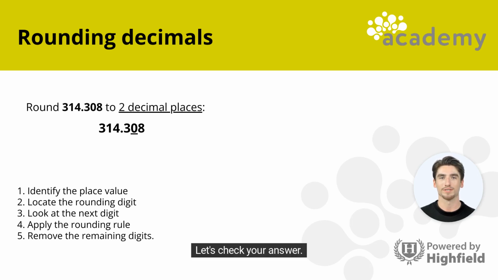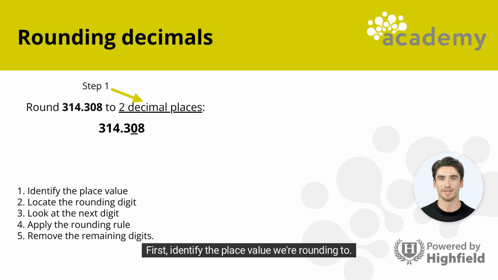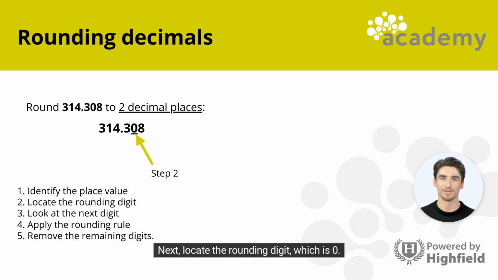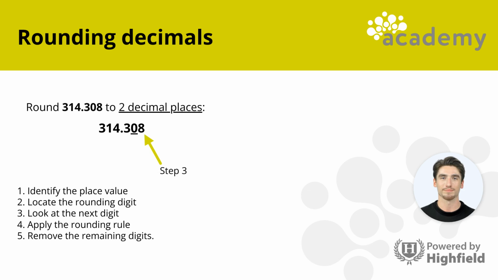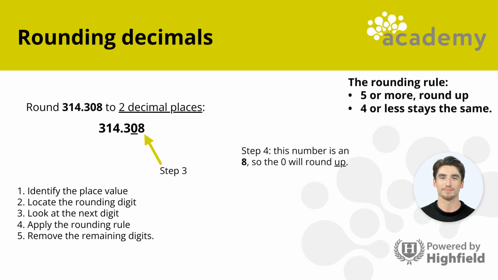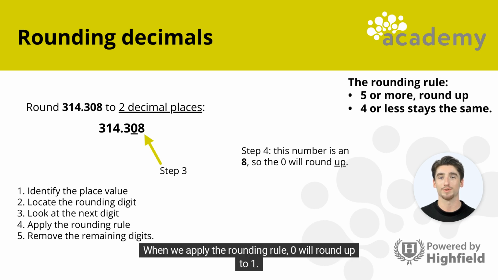Let's check your answer. First, identify the place value we're rounding to. In this case, it's the hundredths or second decimal place. Next, locate the rounding digit, which is 0. Looking immediately to the right of the rounding digit, there is an 8. We know that 8 is more than 5. When we apply the rounding rule, 0 will round up to 1.